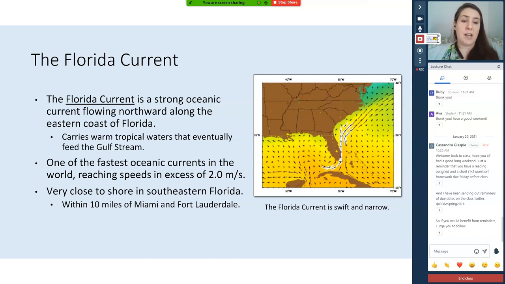So it's one of the fastest oceanic currents in the world. And when I'm talking to you about a fast current in the ocean, this current in particular reaches speeds that might exceed 2 meters per second. So that's somewhere around 6 feet per second. So that's fast when it comes to an ocean current.